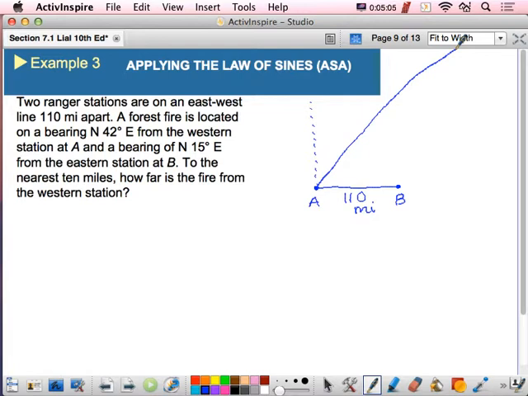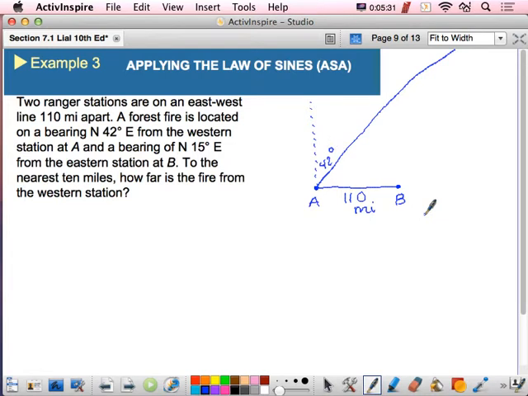Everybody understand that? Where does the 42 go? Between the two solid lines or between the dotted and solid? Yeah. Do you know where most people made their mistake last time? They put it down here, but remember that bearing is measured from due north or due south depending on the problem. So it's what's trapped between due north and the line of sight. So this is 42 degrees.